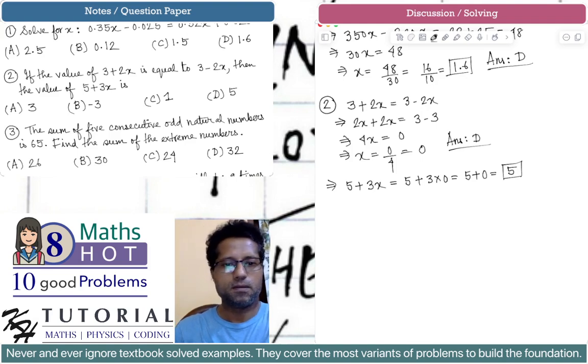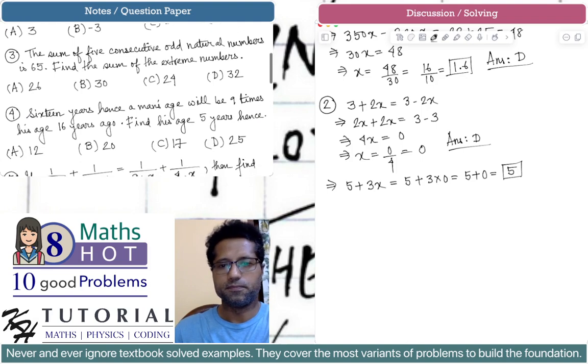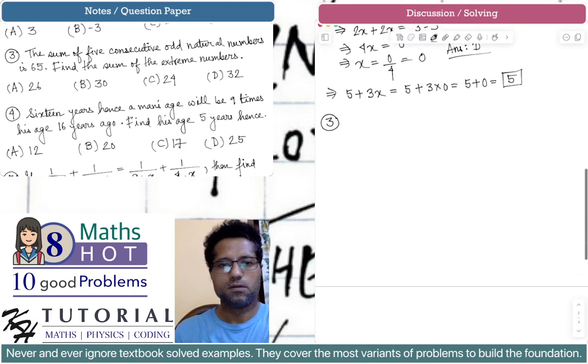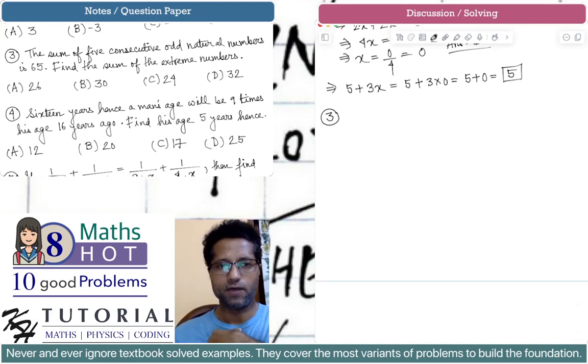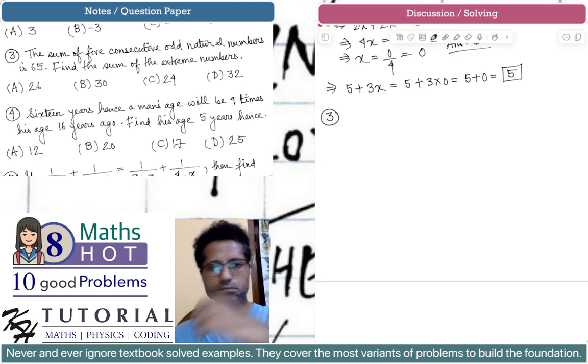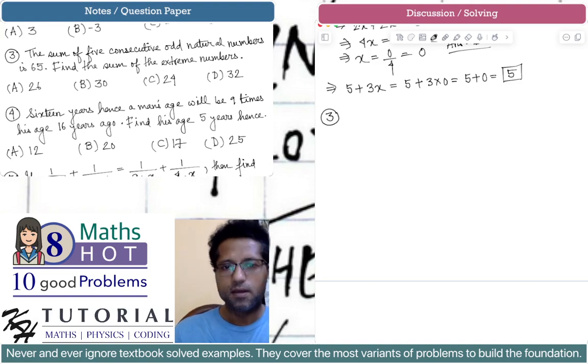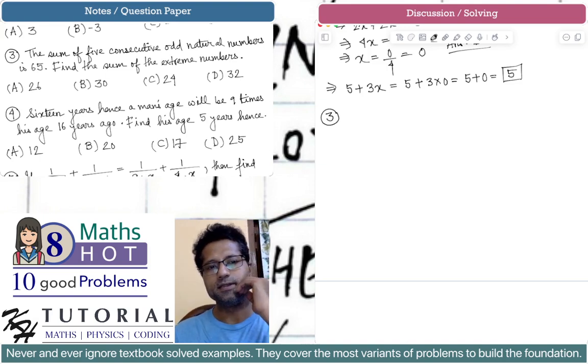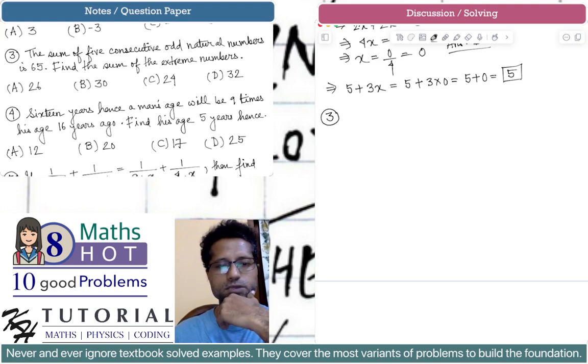Okay, let's do problem number 3. The sum of 5 consecutive odd natural numbers is 65. Find the sum of the extreme numbers. So, it is saying that the sum of 5 consecutive odd natural numbers.